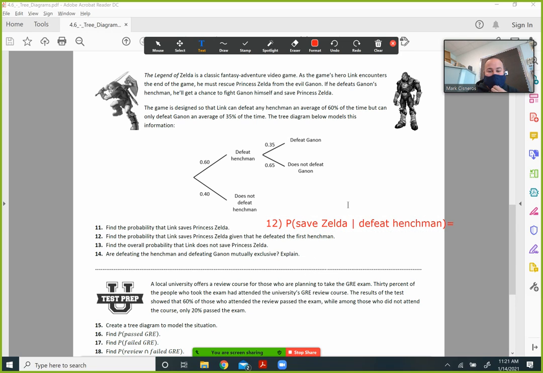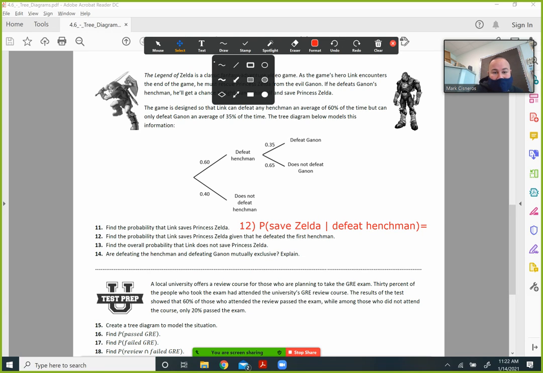Okay, so that's my notation for number 12. But let's talk about the answer, because the answer is a lot easier than you think. And I want to see if some of you, if you had looked at this already, and maybe even if you haven't looked at it, just look at it now. Probability that somebody saves Zelda, given that he's already defeated the henchman.